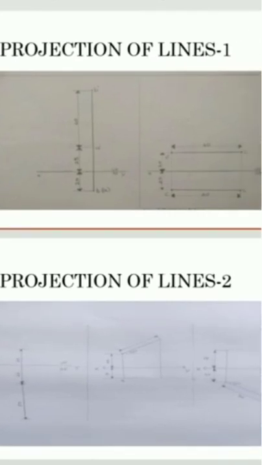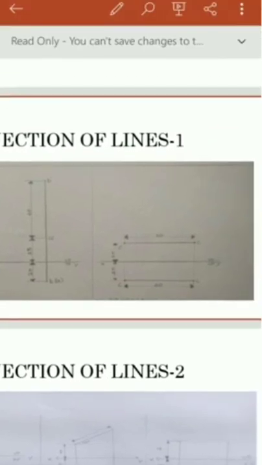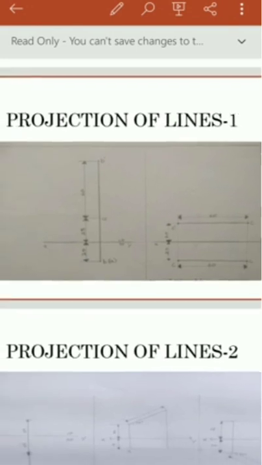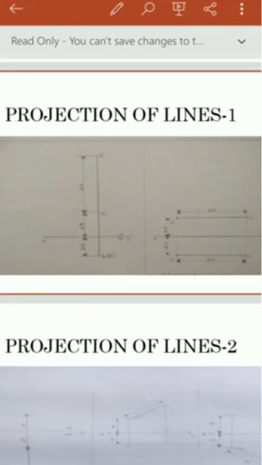Just to see here, which is 20 mm. We have 20 mm above HP and 20 mm below VP, and 60 mm of its length. With these figures, we are drawing a line and we are marking the points A, B, C, D. This is how we draw projection of lines, projection of lines 1 and lines 2. These projections of points and projections of lines are the basics before we draw it.